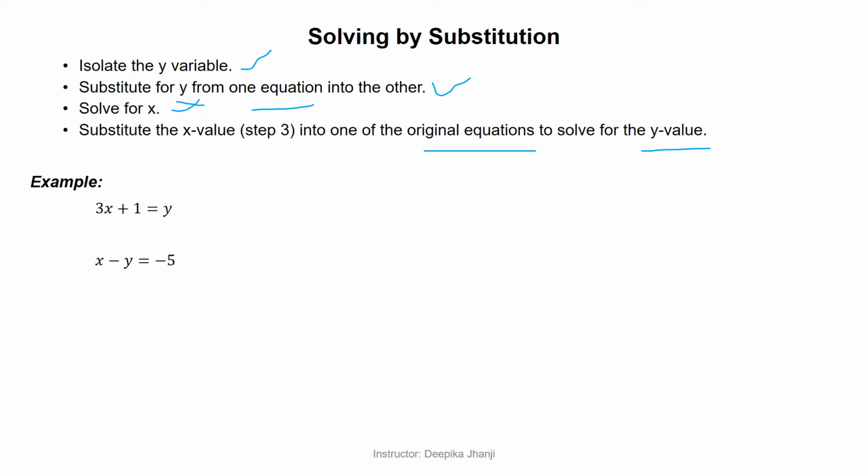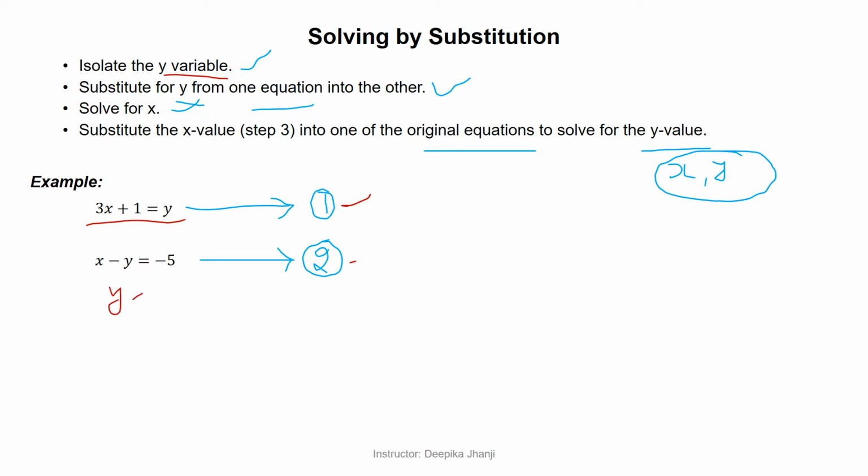Let's consider this set of equations. We have 3x plus y equals 1. Let's name it equation number 1. And the second equation is number 2. We are looking for values of x and y which can satisfy both the equations. Now, the substitution method is to isolate the y variable. You can pick either equation 1 or equation 2 and isolate y. Let's consider the first equation. Now we have y equals 3x plus 1, which is already isolated.